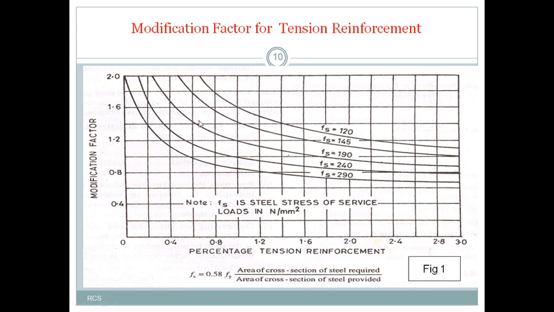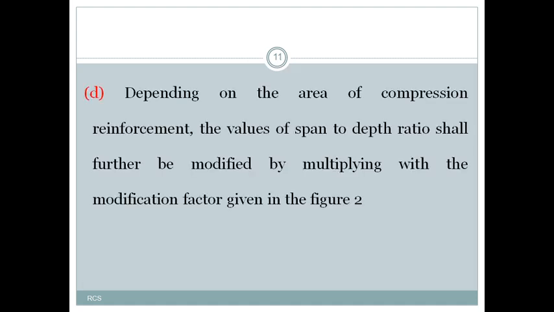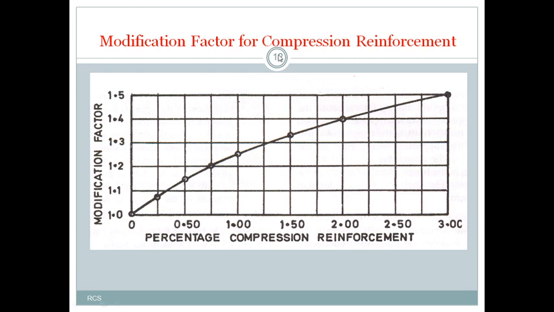With this modification factor, I will multiply my earlier calculated basic value. Like that, we have to calculate the L by D ratio again. Right. So this is for tension reinforcement. Similarly, we have to calculate for compression reinforcement also. Depending upon the area of compression reinforcement, the value of span to depth ratio shall be further modified by multiplying with the modification factor given in figure 2 as per IS 456.